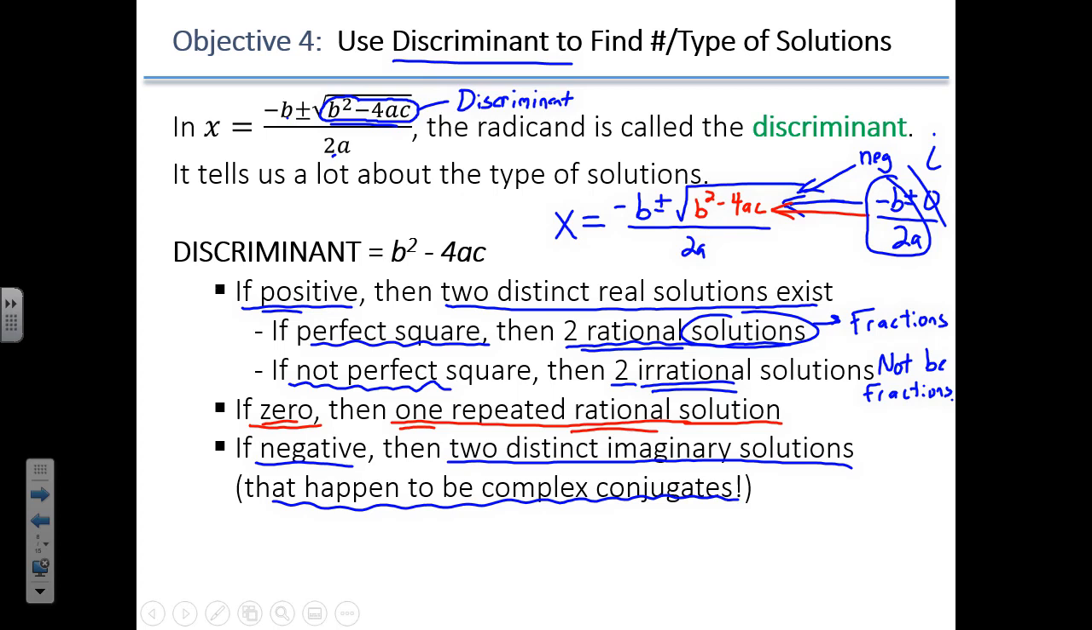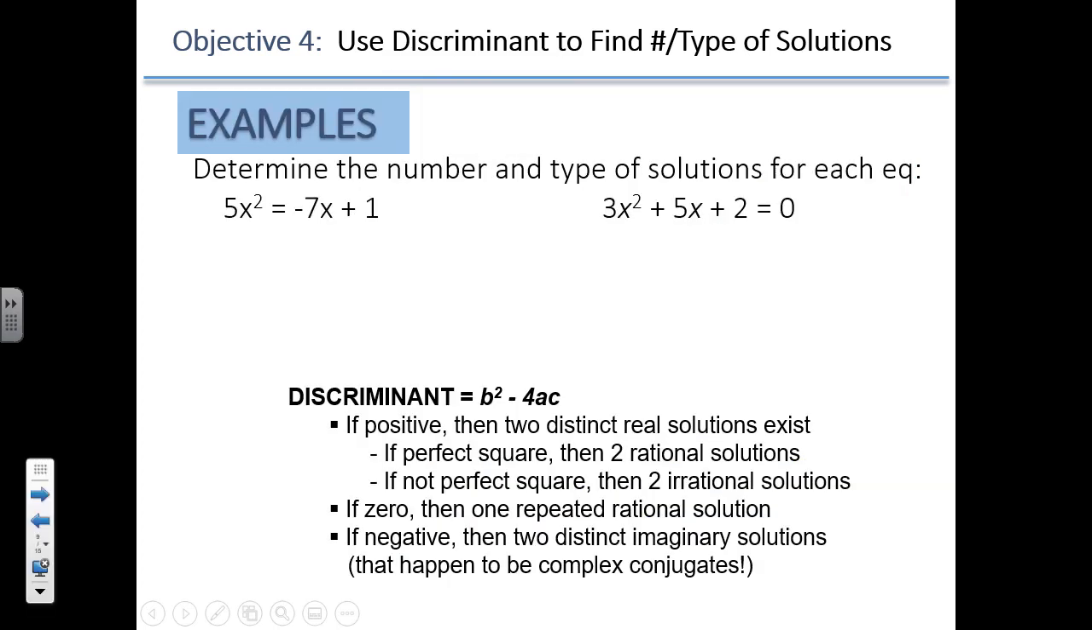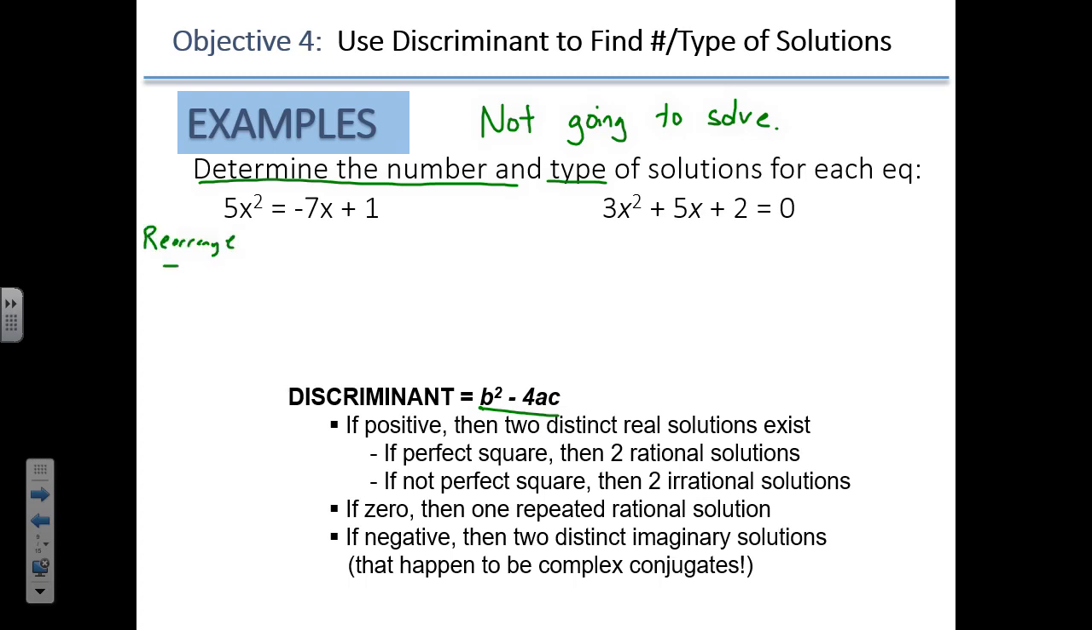So let's take a look at a couple of examples here. Let's determine the number and type of solutions in each equation. Note, we're not going to solve. We only want to determine the number of solutions and what type they are. That is to say, we are going to use the discriminant b squared minus 4ac. So first of all, we need to rearrange to get this in standard form.